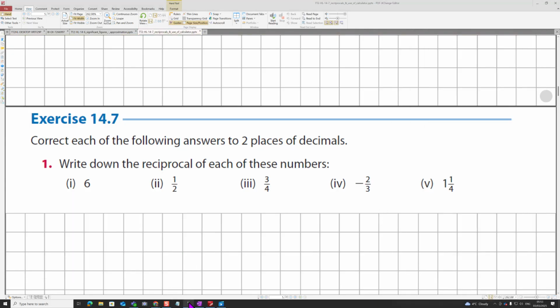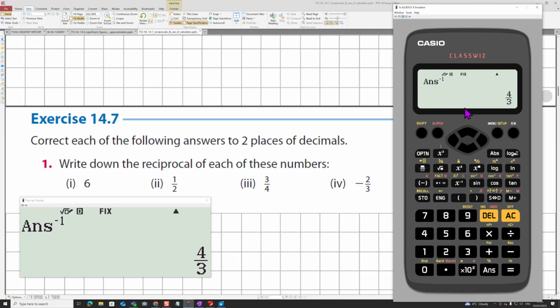Minus 2/3. Well, first of all, a negative reciprocated is negative, so we should start thinking about these. Minus 2/3 reciprocated will be, we should know that it's going to be minus 3/2. Okay, minus 3/2. But let's check.